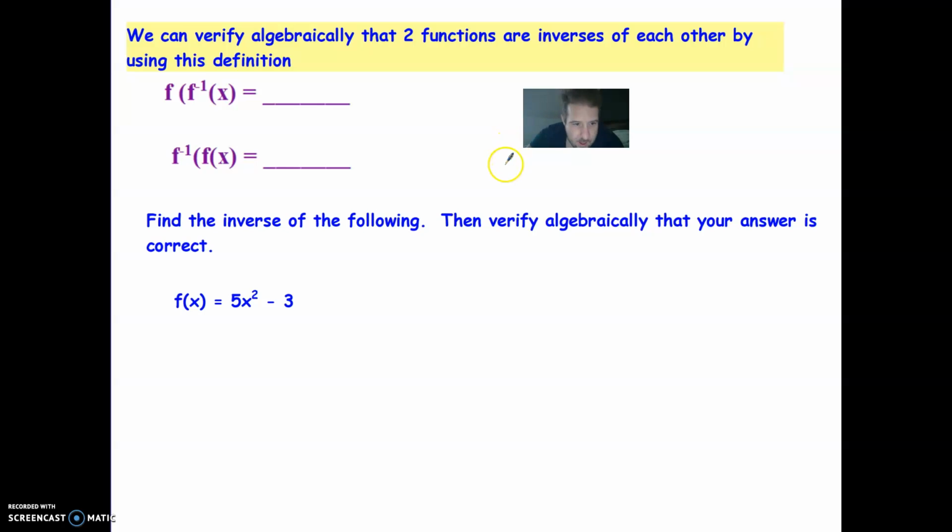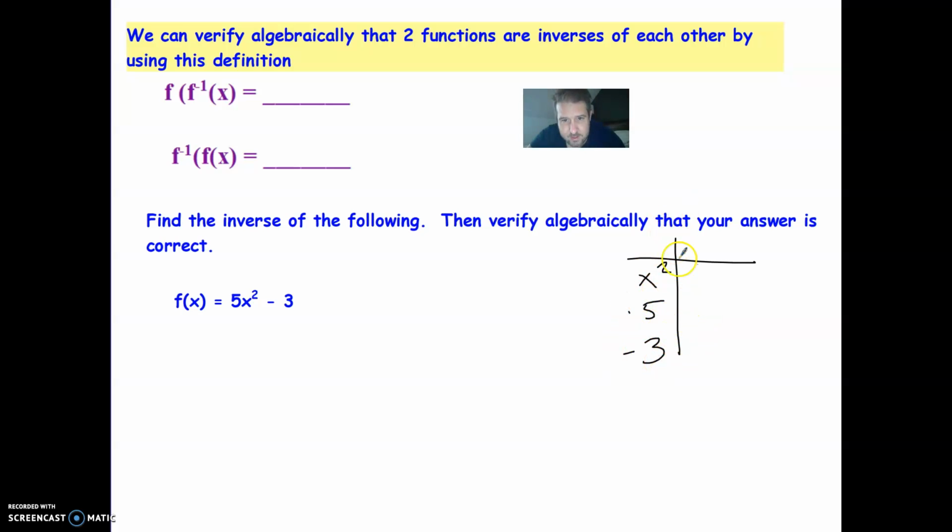So we know that it's basically the same x's and y's, inverses, flipped around. Find the inverse of the following, then verify algebraically that your answer is correct. Okay, so kind of similar to what we did the last one, we're going to make a t-chart. So the first thing you would do using order of operations is x squared, and then you would multiply by 5, and then you would subtract 3.